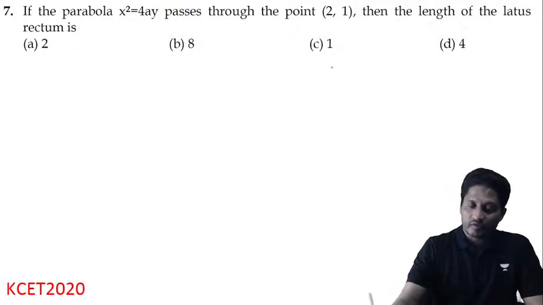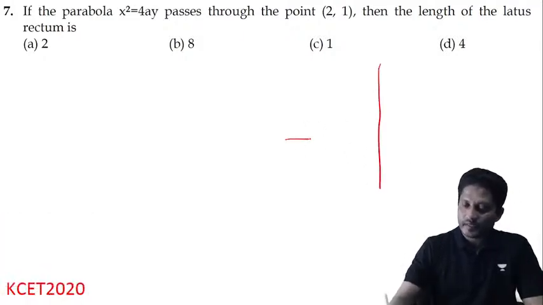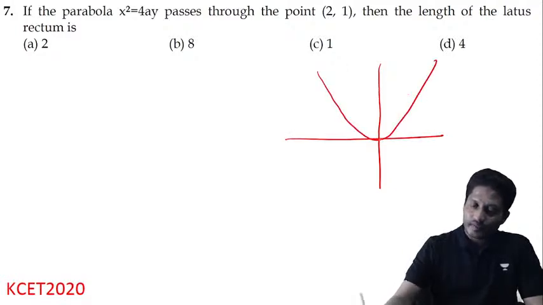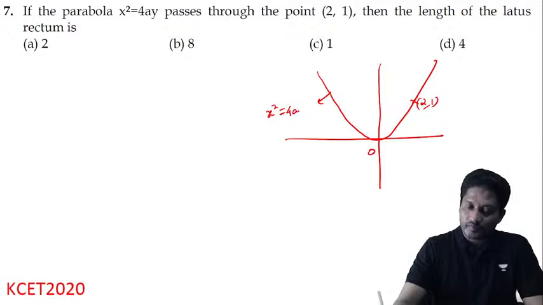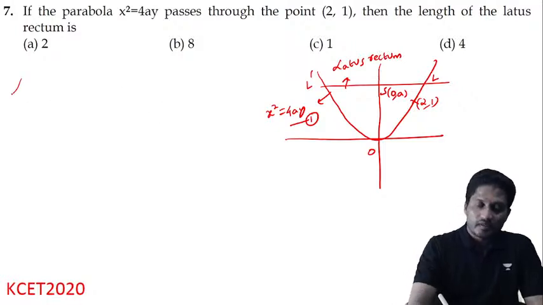X square is equal to 4ay is an upward parabola, right? Now it is given in the question, it passes through the point 2, 1. And the parabola equation is x square is equal to 4ay. I'm supposed to find the latus rectum. The chord drawn through the focus perpendicular to the axis is called the latus rectum. You should find the length of the latus rectum. Length of the latus rectum is always equal to 4a.